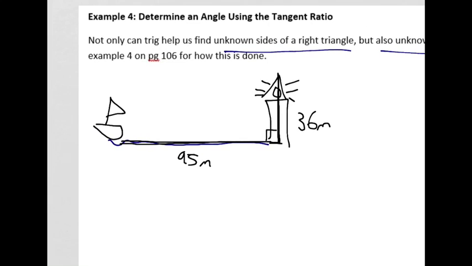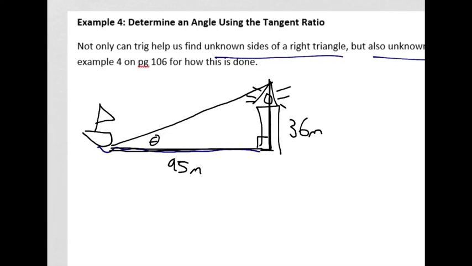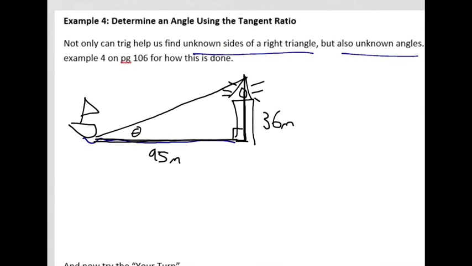And they want the angle from the boat to the top of the lighthouse, right? So if I draw a line from the boat all the way to the top of the lighthouse, okay, I'm looking for this angle theta right here. All right. So how do I find that theta angle?